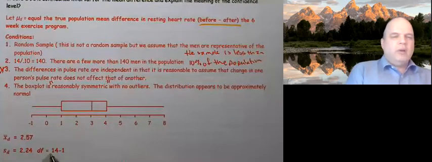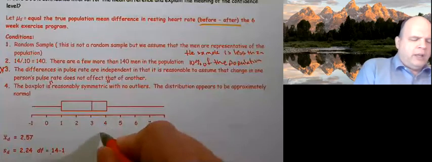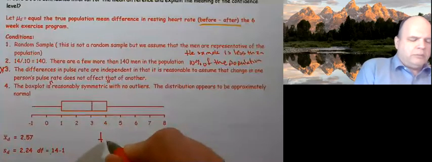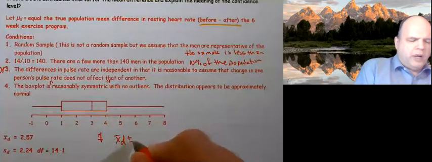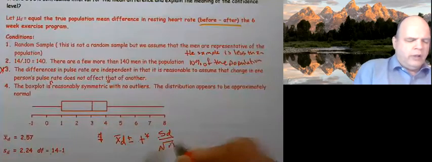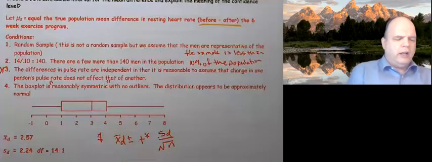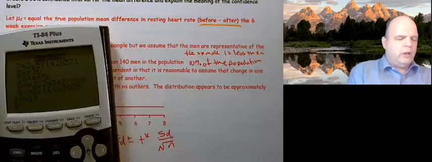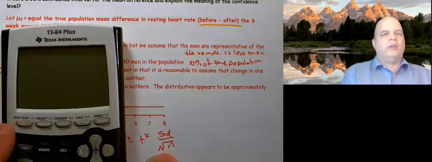Degrees of freedom, because we're going to need them in order to calculate our T star, is 14 minus 1, or 13. And our formula is going to be X bar D plus or minus T star SD divided by the square root of N. So let's go ahead and calculate T star real quickly, because we have everything else we need.